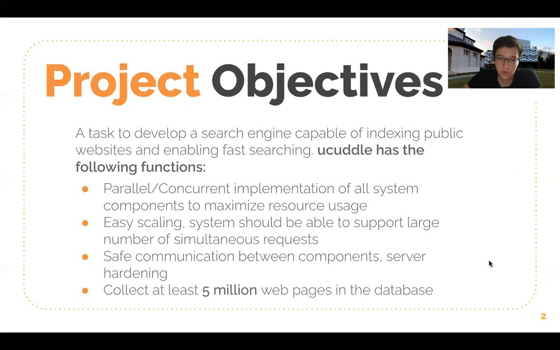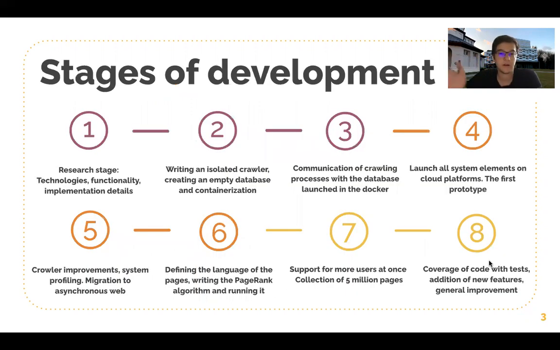And the next point was to enable safe communication between components and to secure our servers. We have collected at least 5 million web pages in our database, and we have enabled searching in this large data collection. So our development was divided into 8 stages. Here is an overview of these stages, but we would like to tell you about each of the stages in more detail.